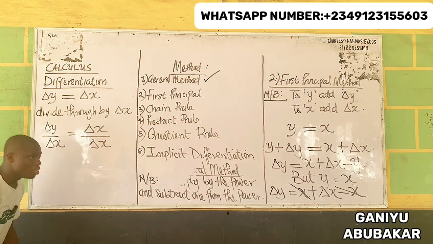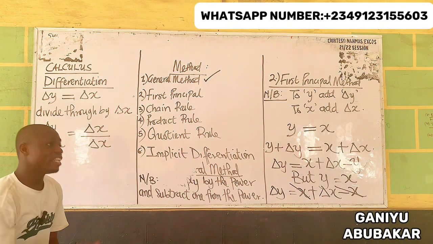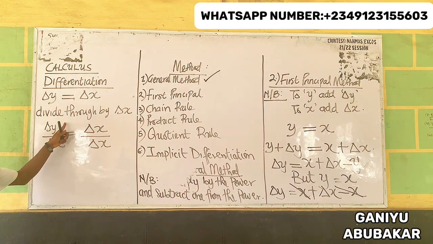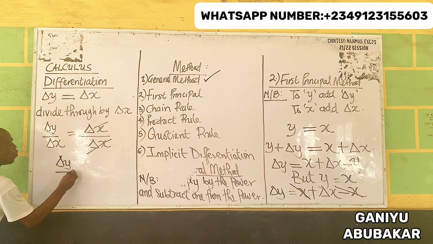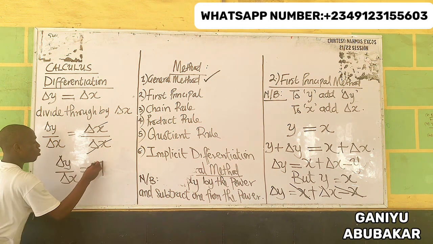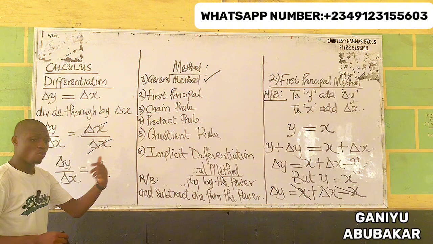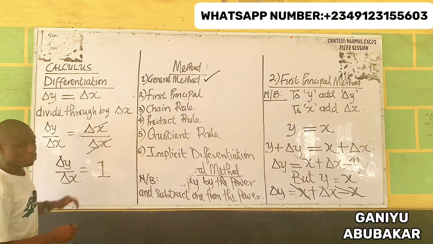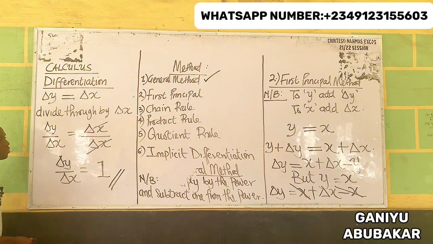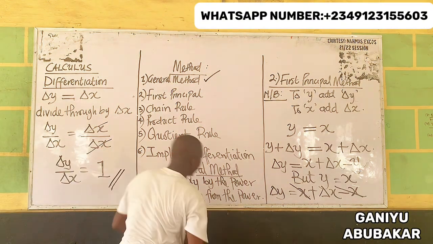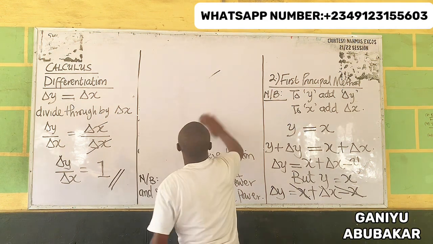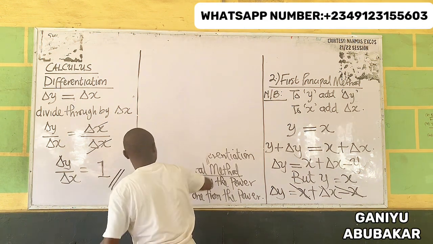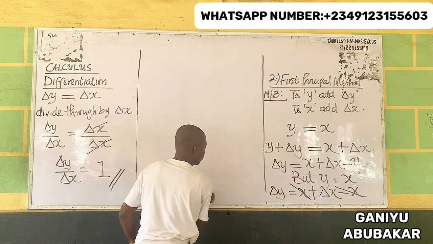Now listen. The y over the x is the same thing as change in y over change in x. So what do I have as my answer here? Change in y over change in x is 1. So observe when I use that method, I have 1. With first principle, I still have 1. Copy down and let's proceed, please. Expect first principle in the exam, please.